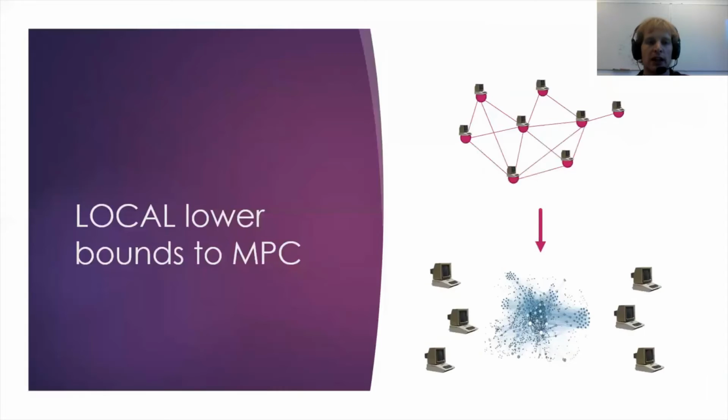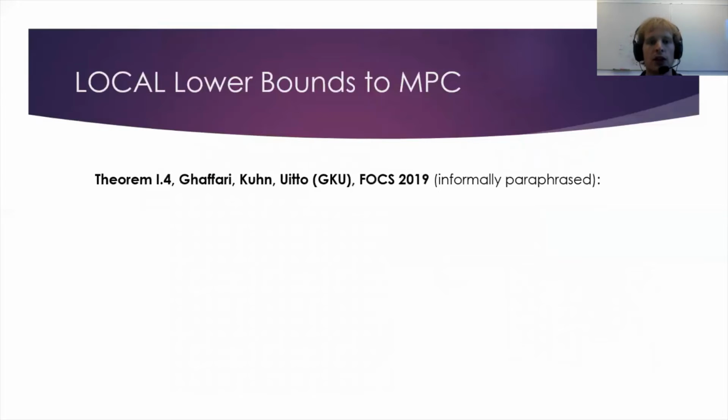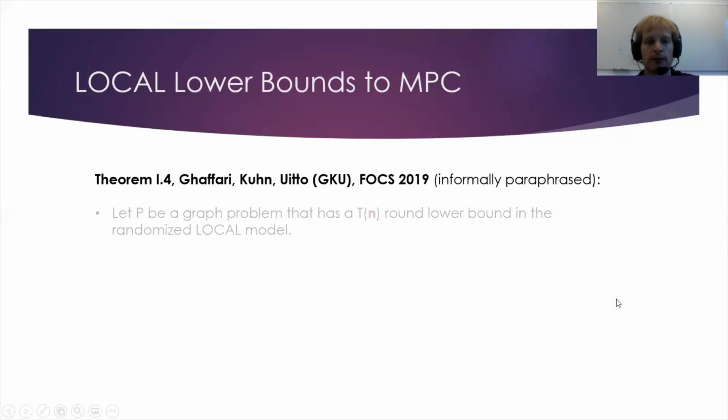Okay, to complement that, there was a very nice recent result by Ghaffari, Kuhn, and Rito that showed that we can do a similar thing by taking local lower bounds and bringing them over to low space MPC, again at an exponential speedup, so a log factor of what the original lower bound was. So there's this main theorem here, which I've slightly paraphrased. There are some more details that I'm skipping. I'll refer to this as GKU because I'm going to refer to it a lot. And essentially what it says is the following.